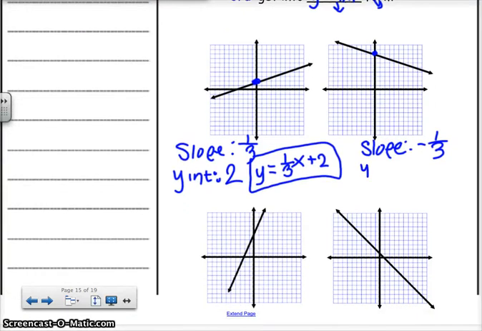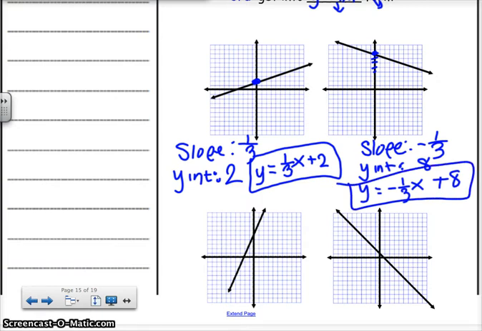Where did my y-intercept, where did I cross my y-axis? 8. Okay, 1, 2, 3, 4, 5, 6, 7, 8. I crossed my y-axis. Y is equal to my slope, negative 1/3, times x, plus my y-intercept. Equation is done.